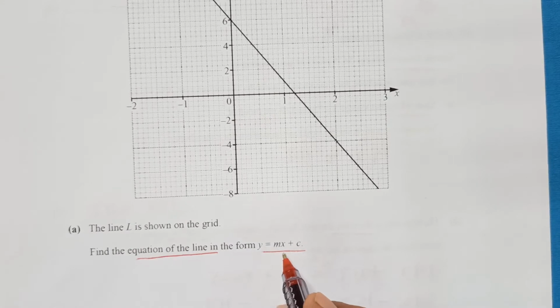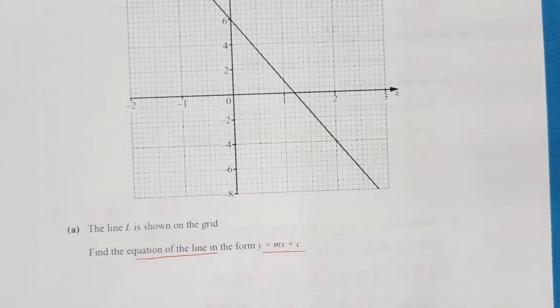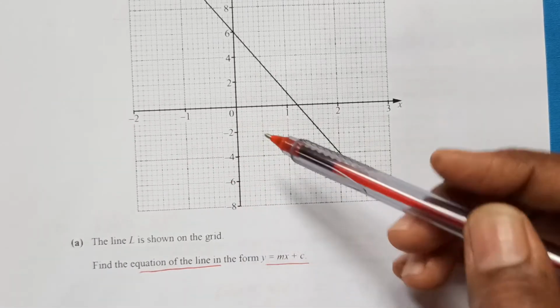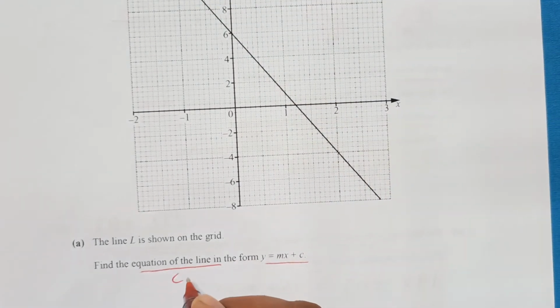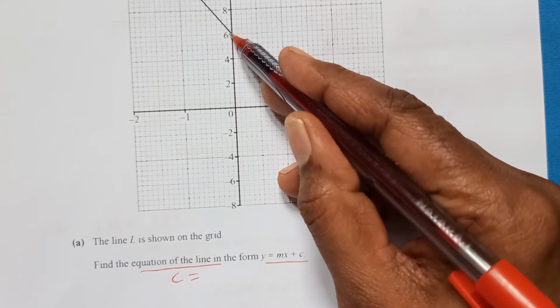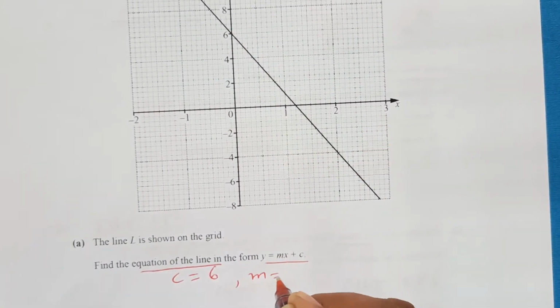For this we need the gradient, that is the value of m, and c. C is the y-intercept, where the line touches the y-axis. You can see it is intersecting at point 6. So c is 6. Now we need to find out the gradient.